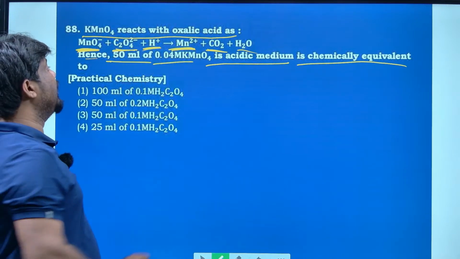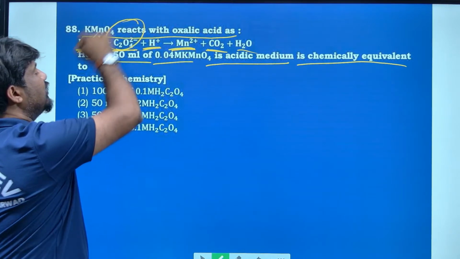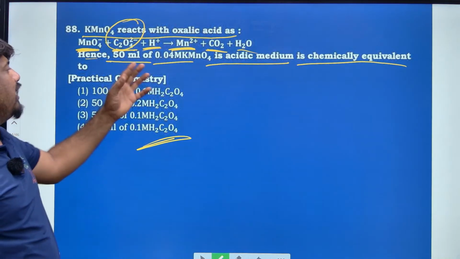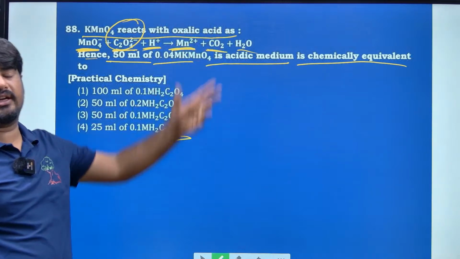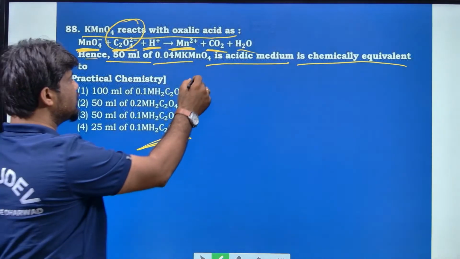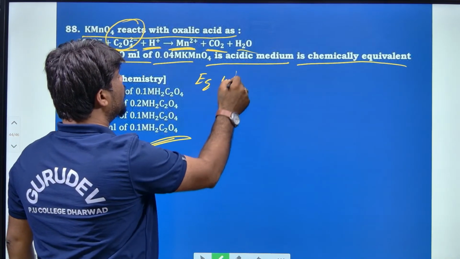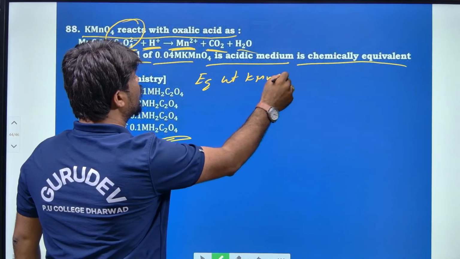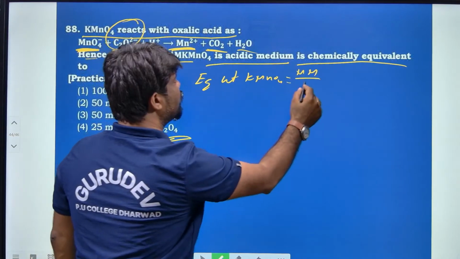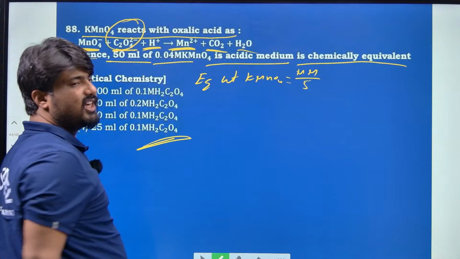For this, we need to calculate the equivalent weight for the oxalic acid. Yes, of course, in the answer they have given oxalic acid. So the equivalent weight of the chemical KMnO4 is exactly equal to the equivalent weight of oxalic acid. I will solve this one. Equivalent weight of KMnO4 is equal to molecular mass divided by change in oxidation state. For KMnO4 the change in oxidation state is 5.